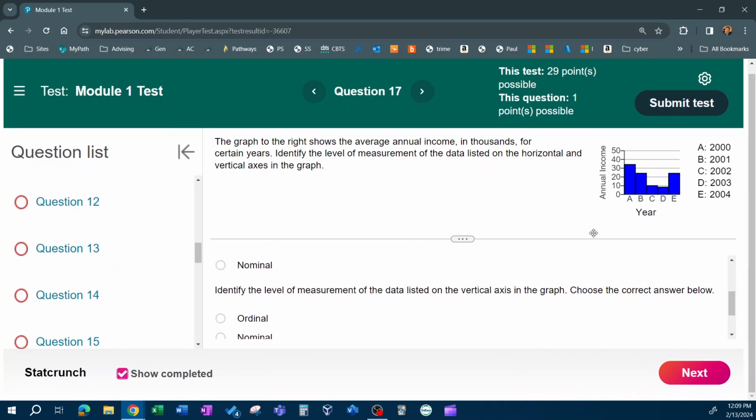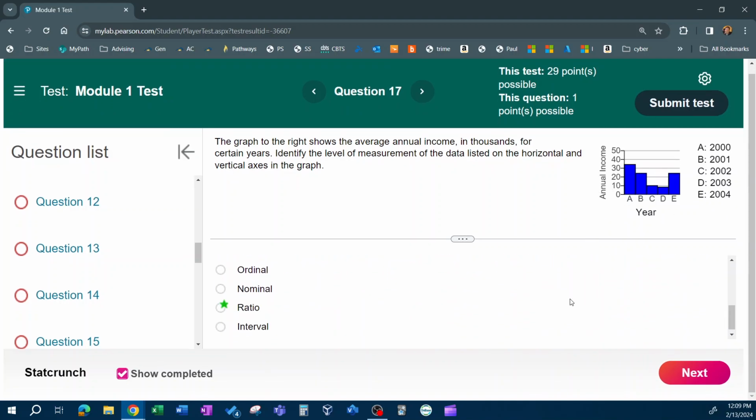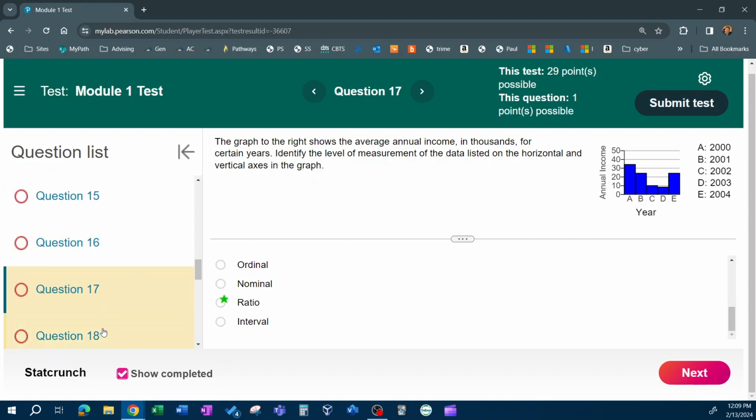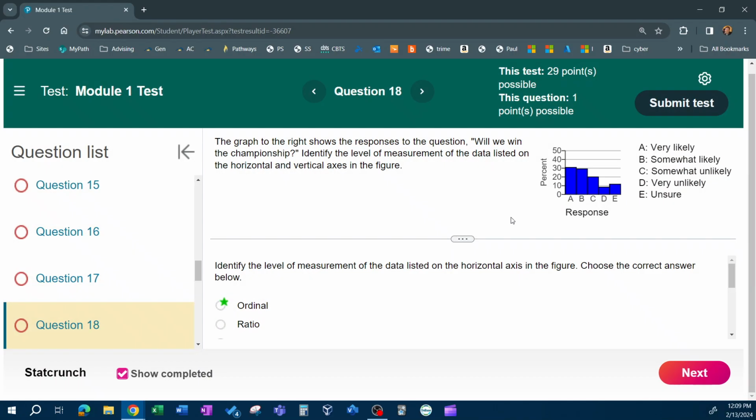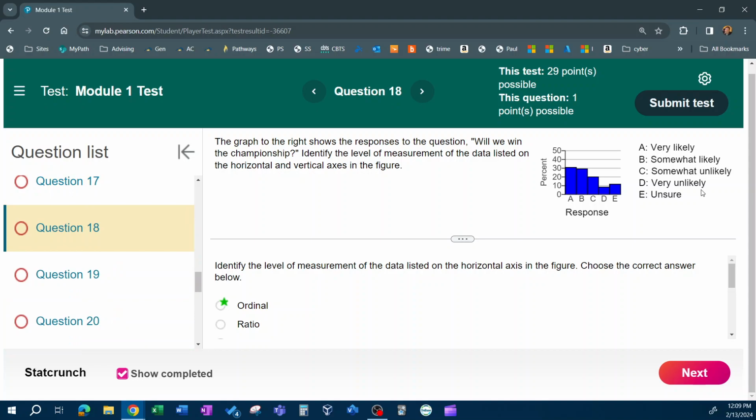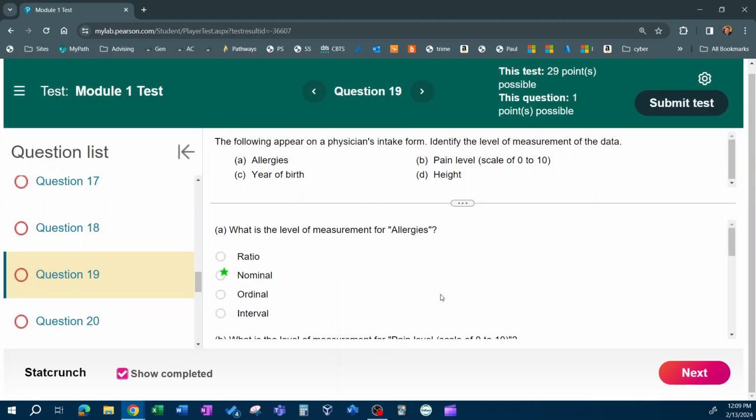So annual income is obviously ratio. And of course, ratio has an inherent zero. So what does zero mean in annual income? It means there's no money. So just keep that in mind. Let's do one more here. Look, that's ordinal right there: very unlikely, very likely. That's going to be ordinal. Percent is going to be ratio. Let's look at another one.